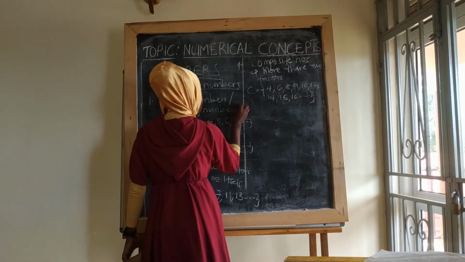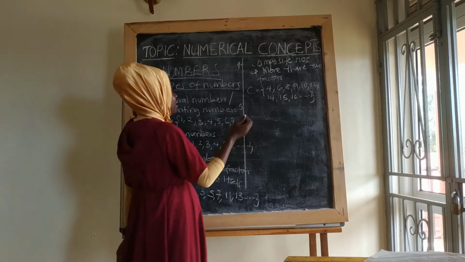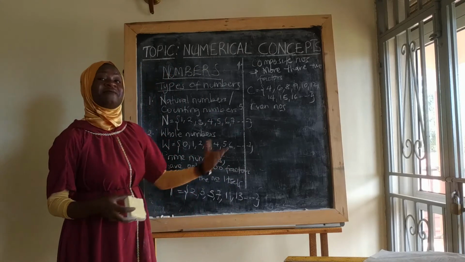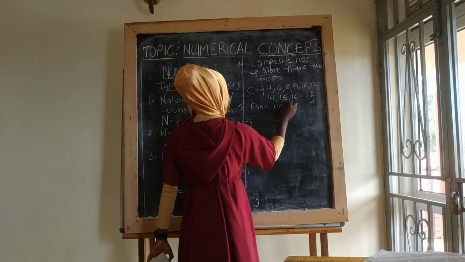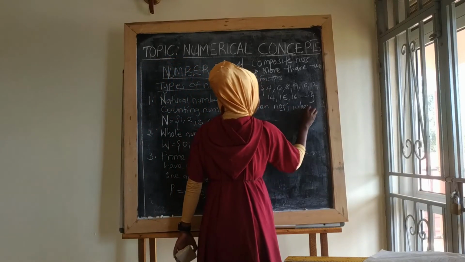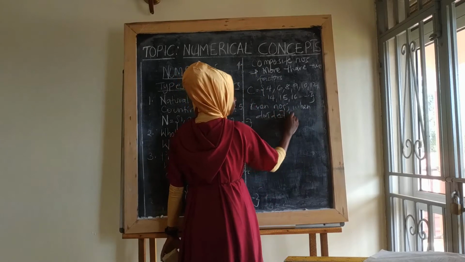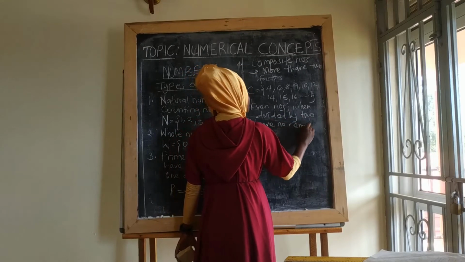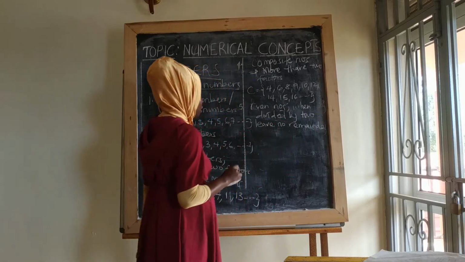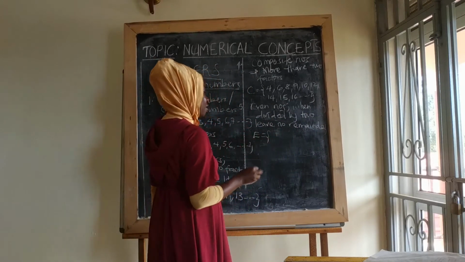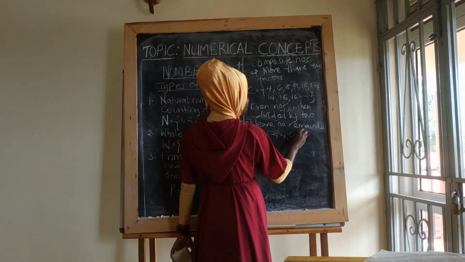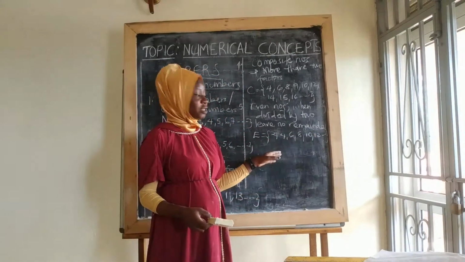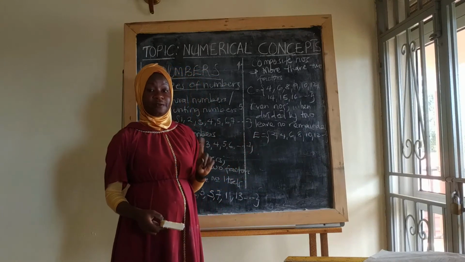My other type of numbers, we can have what we call even numbers. Of course, these are numbers that when they are divided by 2, they don't leave any remainder. Among the examples of even numbers, we have 2, 4, 6, 8, 10, 12, and so on. Because all these ones are perfect divisors. When they're divided by 2, they don't leave any remainder.